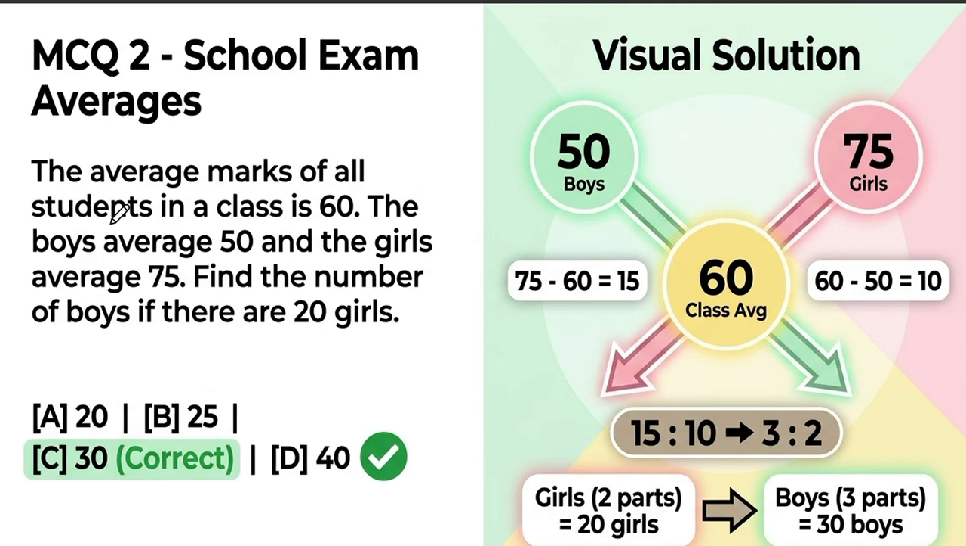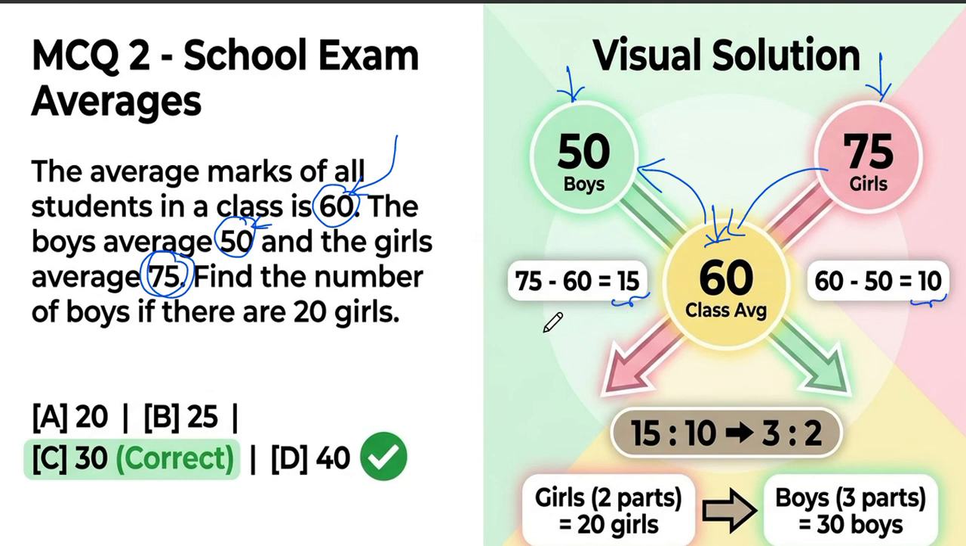The average mark of all the students in the class is 60. So this is the given average value, the mean, that we will write in the middle. The average of boys is given to be 50, and the average of girls is 75. So the minimum average, 50, we will write on the left-hand side, and the higher average, 75, which is of girls, we will write on the right-hand side. Now we'll do the diagonal subtraction. 75 minus 60, which is 15, and 60 minus 50, which is 10.